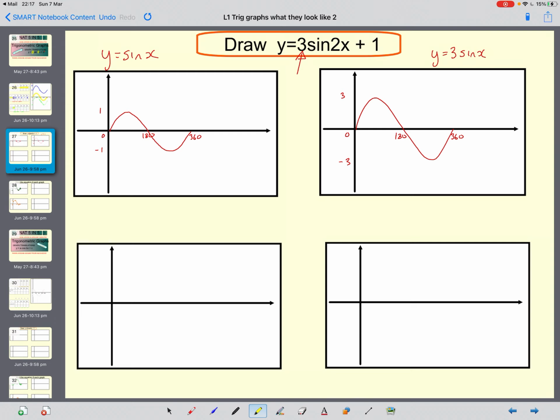Now I'm going to look at this 2 in front of the x. That means there have to be 2 sine graphs within the period of 360. So 1, 2. Pretty good there, is it?